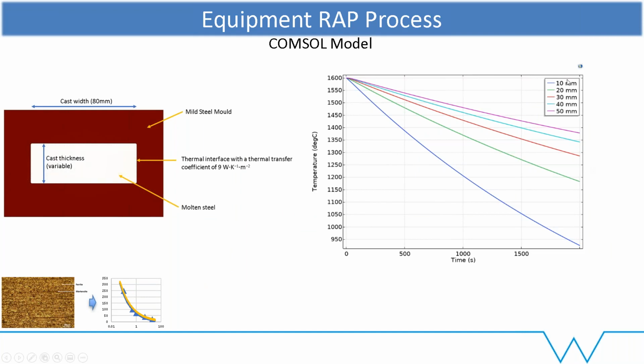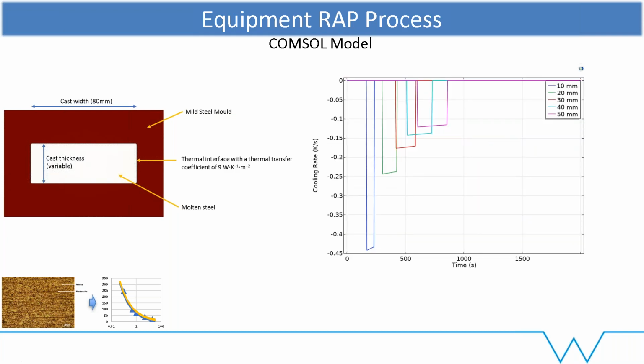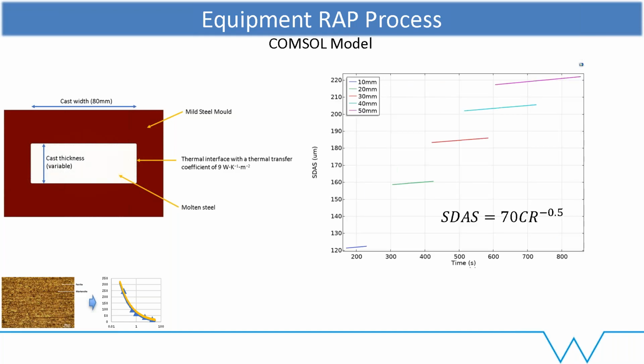On the right hand side here, you can see what the cooling rate of the cast would be if we were to cast it into different mold thicknesses, anywhere between 10 and 50 millimeters. But actually we care about the cooling rate only through the mushy zone. So this is what this graph is showing here. We only take that between the solidus and liquidus. We then apply the dendrite arm spacing equation that we got from the confocal microscope.